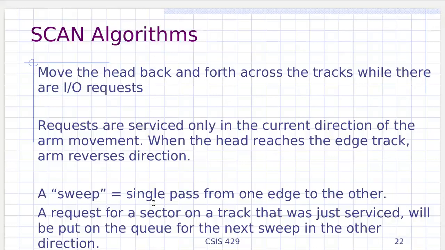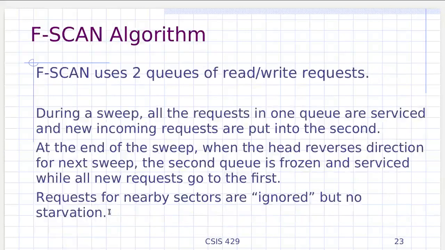So if you just finished accessing a track and you're moving on to the next track, whether inner or outer, and you get another request for the track you just got done with, you'll have to wait until the head reaches one end and then heads back in the other direction. In that sweep you get around to satisfying this request. So that could be a big delay. There are a couple of algorithms.